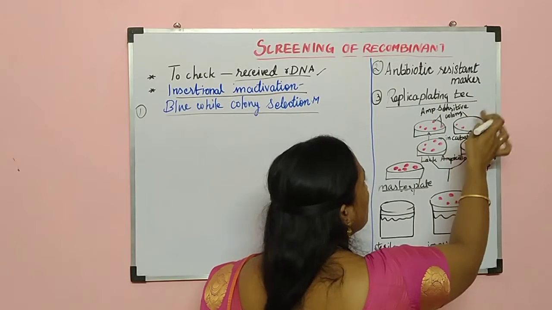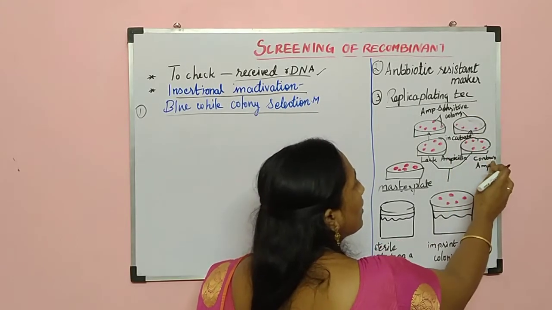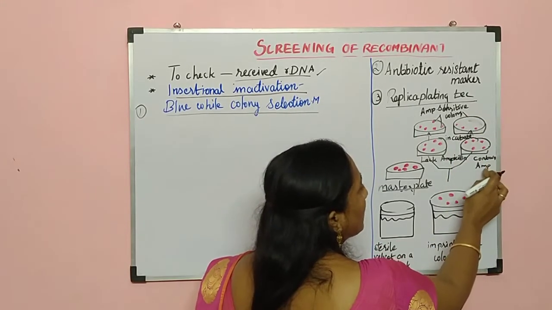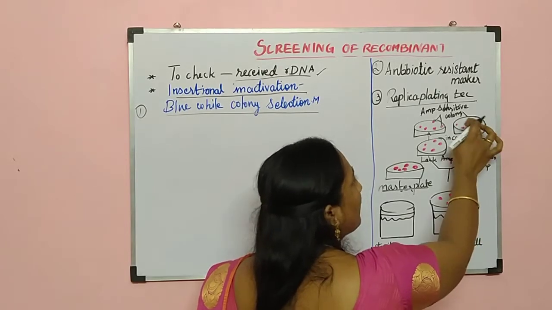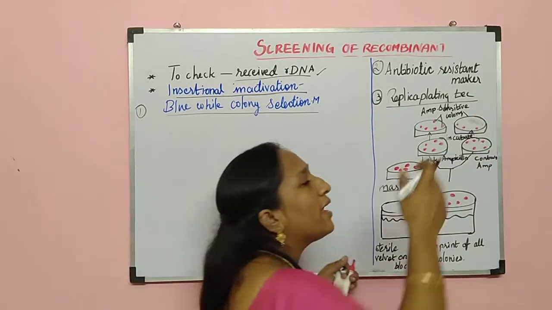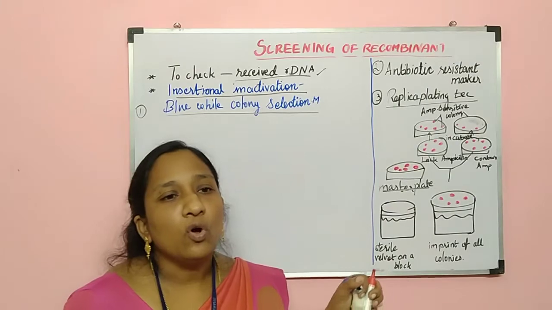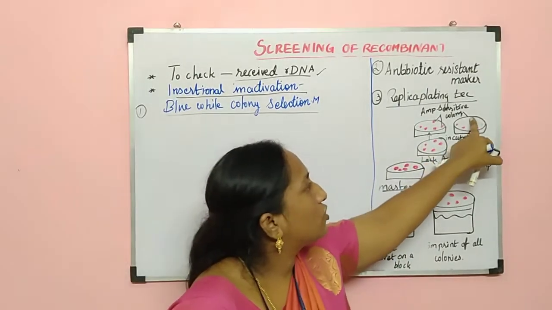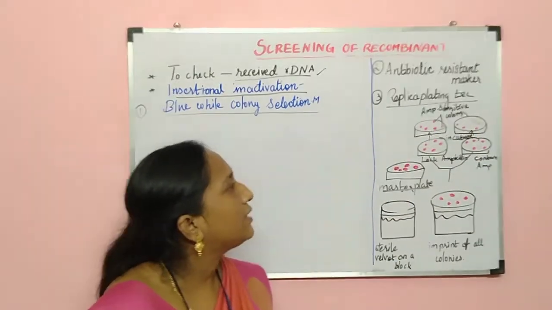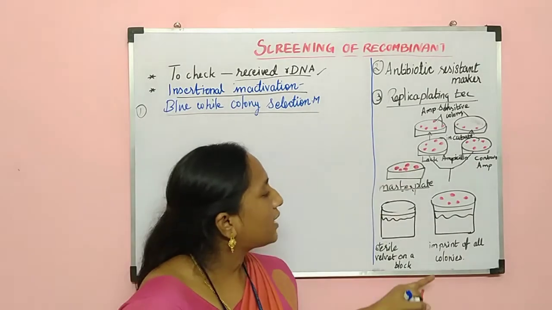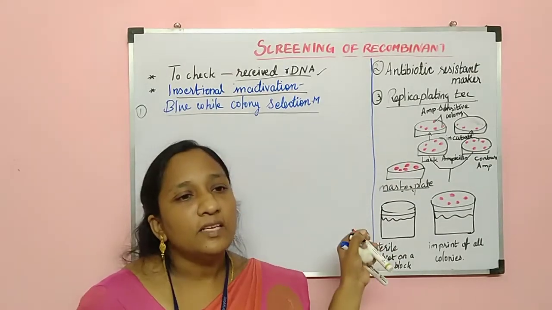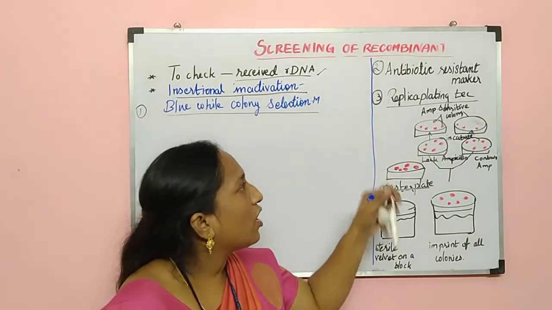So why has it not grown? Due to the ampicillin antibiotic, this is not having the foreign DNA, so it does not have the property to grow. So they are destroyed. So this is called the ampicillin sensitive colony. By this technique we can easily identify whether it will be having DNA or not.